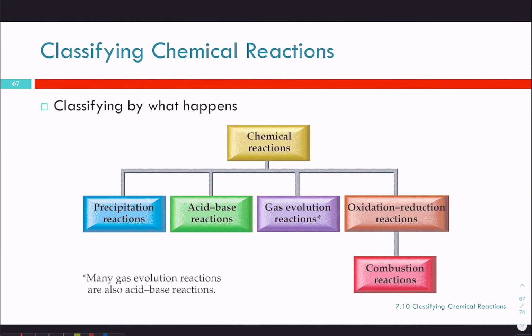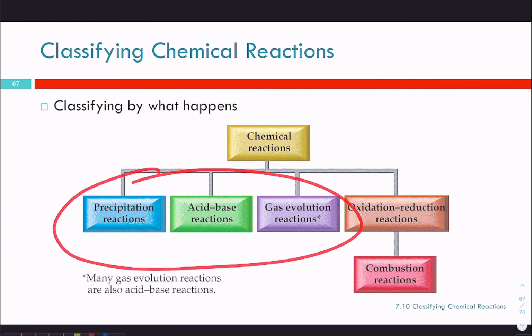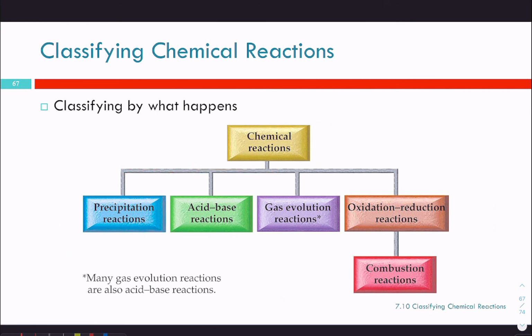Like 8 more slides. So up till now, we've talked about these classifications. Let's just hit these real quick. So classifying by what happens, right? What type of product do we get out of the reaction?